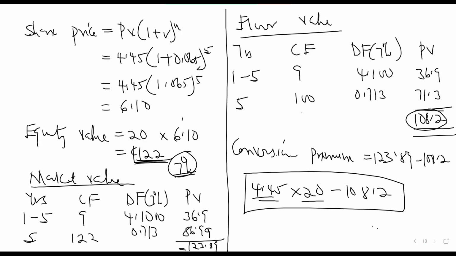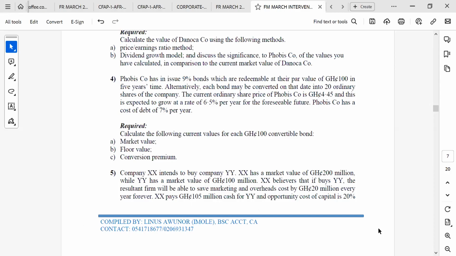Company XX intends to buy company YY. XX has a market value of 200 million, while YY has a market value of 100 million. XX believes that if it buys YY, the resultant firm will be able to save marketing and overhead costs by 20 million every year forever. XX pays 105 cash for YY and opportunity cost of capital is 20%.